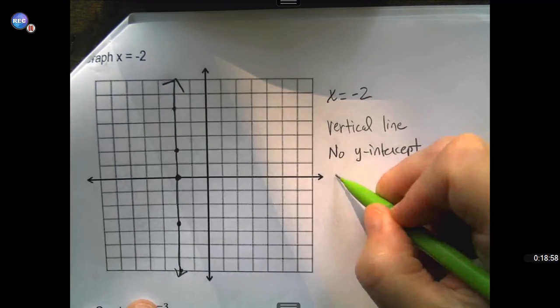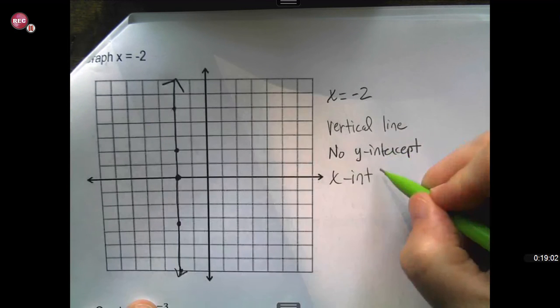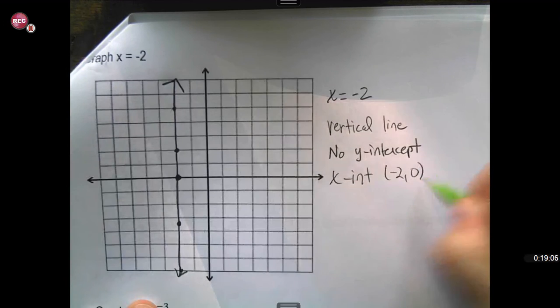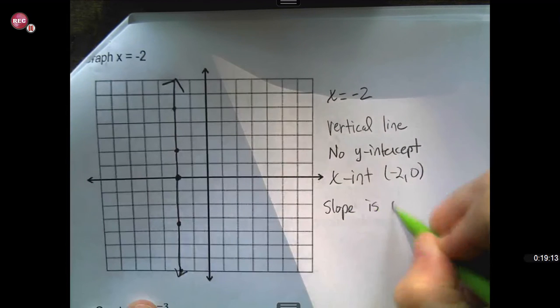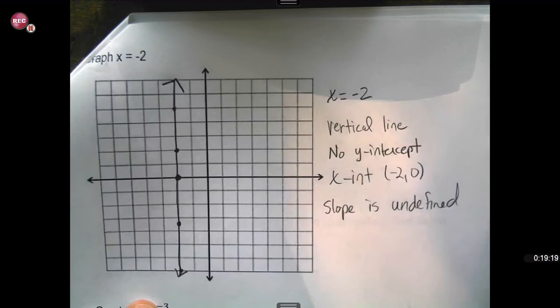There's an x-intercept now. Well, there was on the other lines, the diagonal lines as well, but let's find it. The x-intercept would be negative 2, 0. And recall, the slope of this line is undefined. The slope of the vertical line is undefined. Okay?